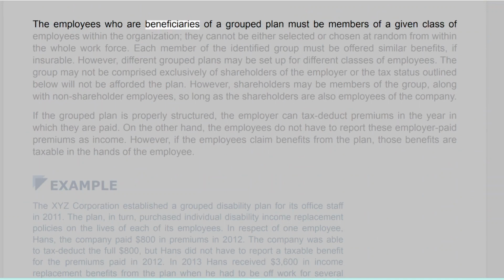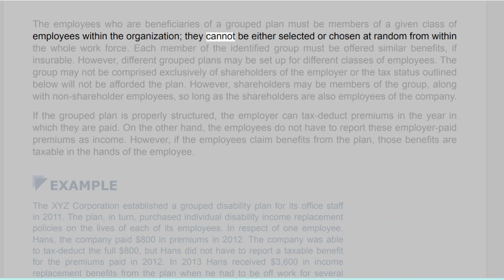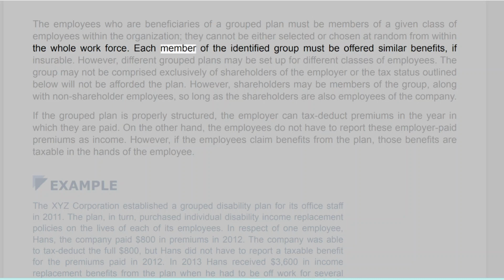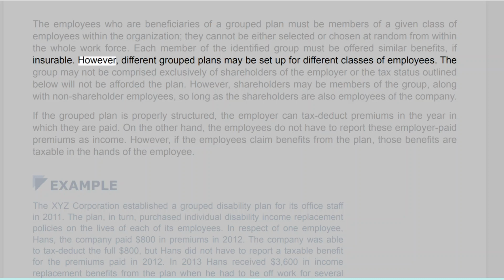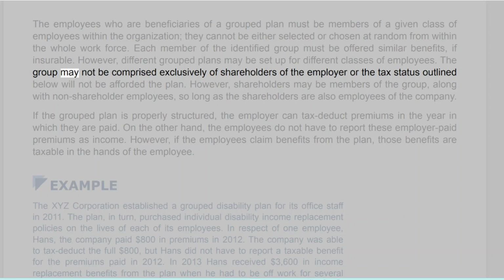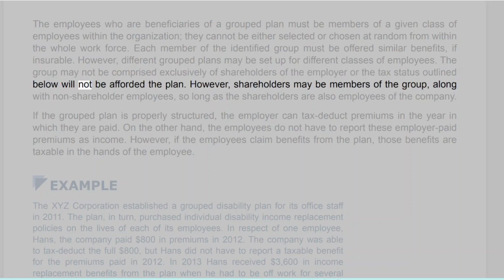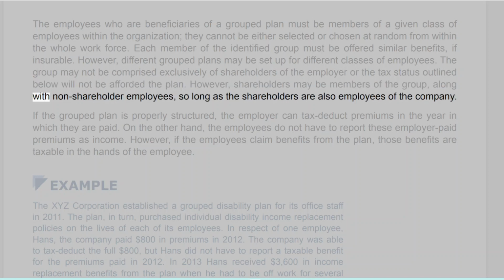The employees who are beneficiaries of a grouped plan must be members of a given class of employees within the organization. They cannot be selected or chosen at random from within the whole workforce. Each member of the identified group must be offered similar benefits, if insurable. However, different grouped plans may be set up for different classes of employees. The group may not be comprised exclusively of shareholders of the employer, or the tax status outlined below will not be afforded the plan. However, shareholders may be members of the group, along with non-shareholder employees, so long as the shareholders are also employees of the company.